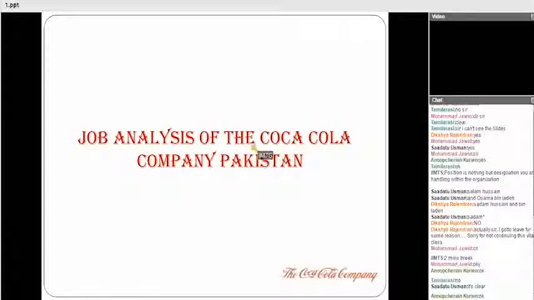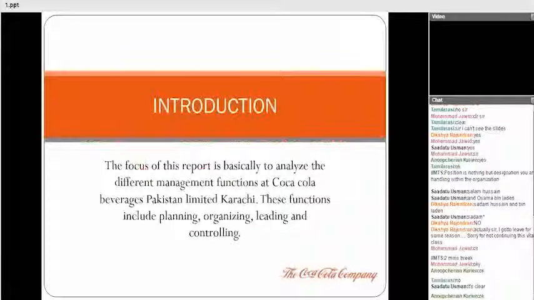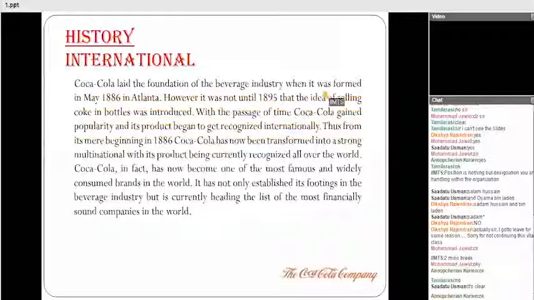Yeah, it's opening now. Yes, so we are looking at the Coca-Cola company in Pakistan.